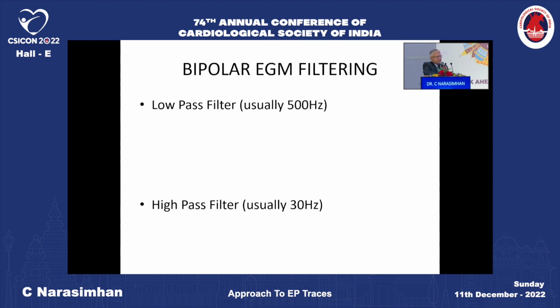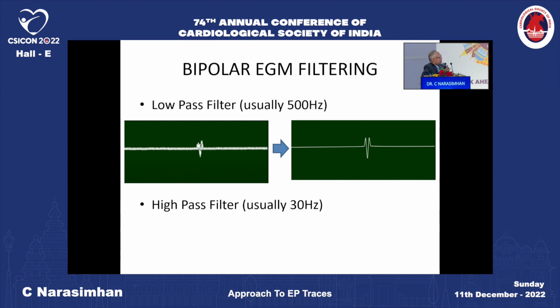So again, to emphasize the low pass filter, we set it usually at about 500 hertz, and below that it will allow all the frequencies to pass through, and the high pass filter is usually 30 hertz, and it will filter out the rest. Anything in between is what we record, for recording a smooth electrical signal.